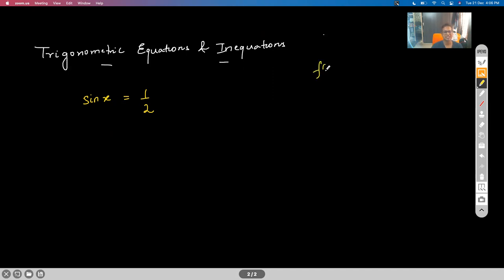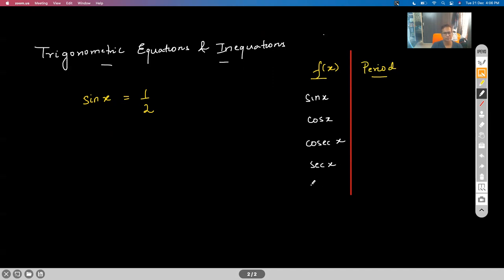So let me just list down the functions and their periods. Period is something we will talk about in more detail in class 12 under the functions chapter. All six trigonometric functions, whether sine, cos, cosec, sec, tan or cot, are known to be periodic with periods as mentioned: 2 pi, 2 pi, 2 pi, 2 pi, pi and pi.